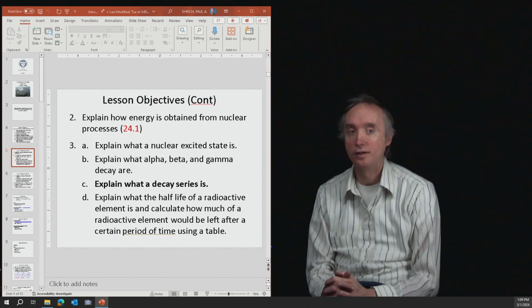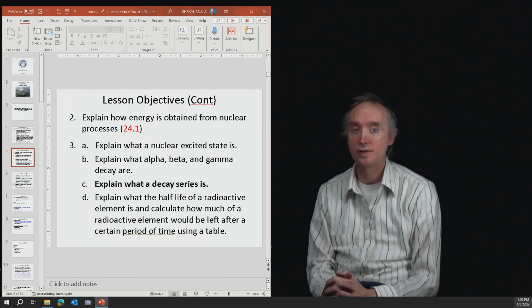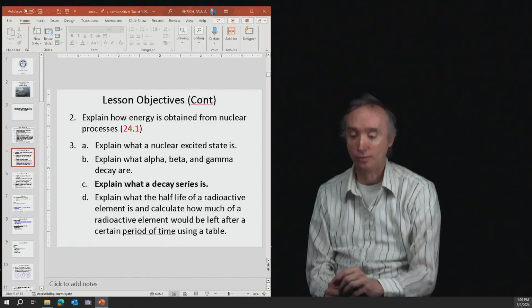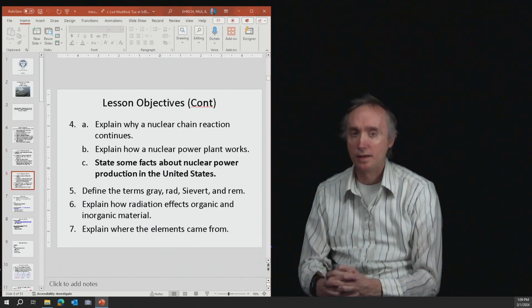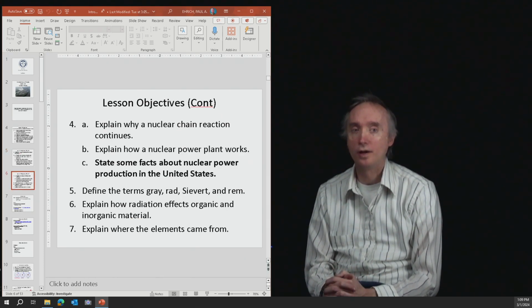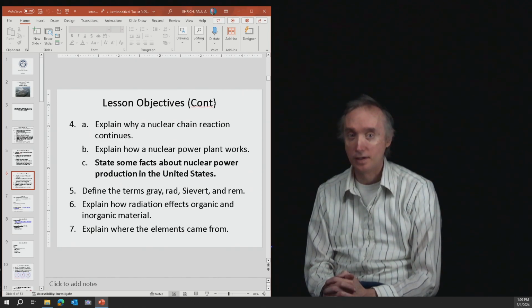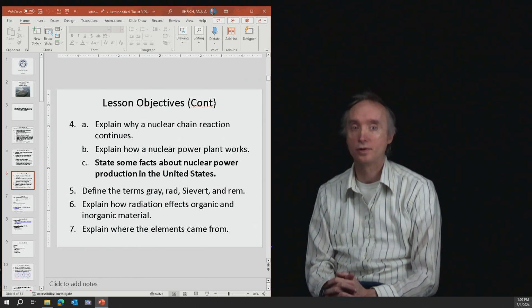Explain what the half-life of a radioactive element is, and calculate how much of a radioactive element would be left over after a certain period of time by making a table. And then number 4, explain why a nuclear chain reaction continues to happen. Explain how a nuclear power plant works. Explain some facts about nuclear power production in the United States.